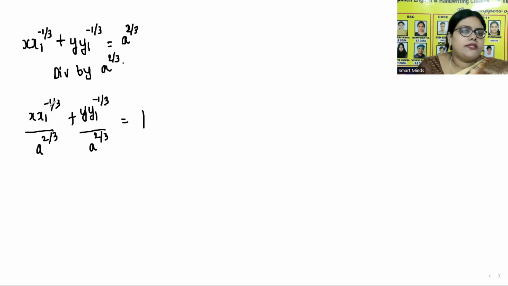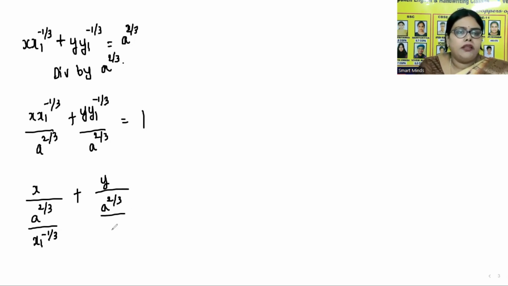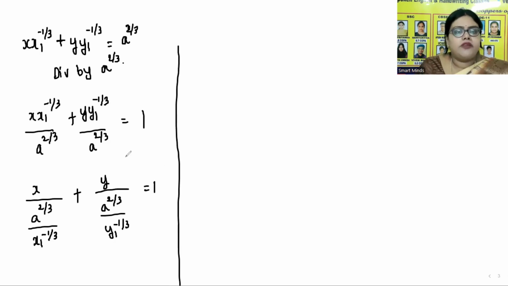Now I will bring this x1 power minus 1 by 3 down and here y1 power minus 1 by 3 down. So it will become x by a power 2 by 3 by x1 power minus 1 by 3 plus y by a power 2 by 3 by y1 power minus 1 by 3 is equal to 1. Okay. Now we have converted this into intercept form, that is x by a plus y by b is equal to 1.